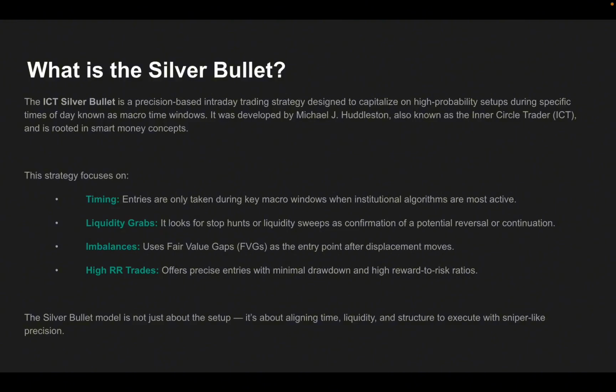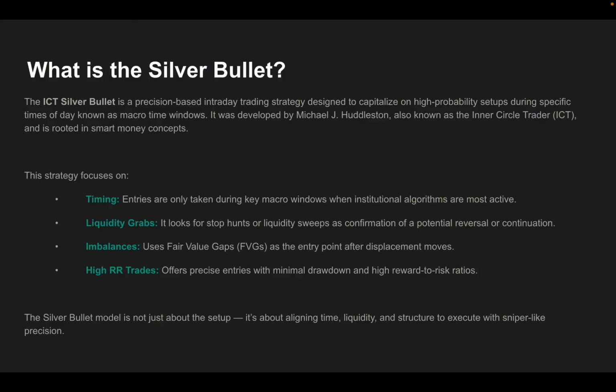So what is the silver bullet? The silver bullet is a precision-based intraday trading strategy. It's designed to capitalize on high probability setups during specific times of the day, known as the macro time windows. So 9:50 to 10:10, 10:50 to 11:10, stuff like that. We'll get onto that in a bit further into the slides. But anyways, it was developed by ICT, who's Inner Circle Trader, also known as Michael J. Huddleston.